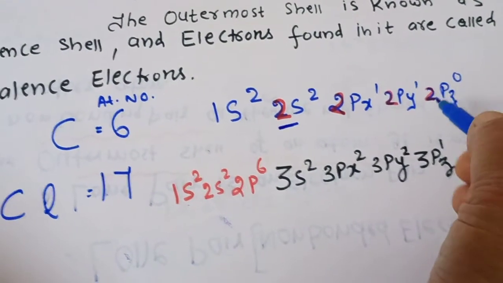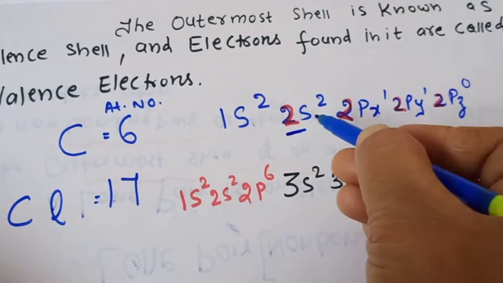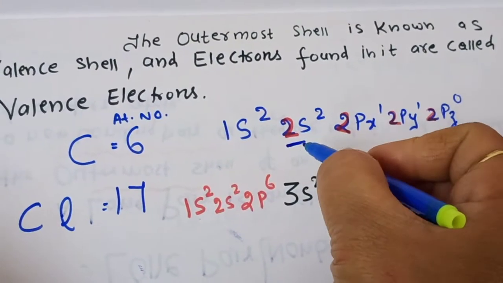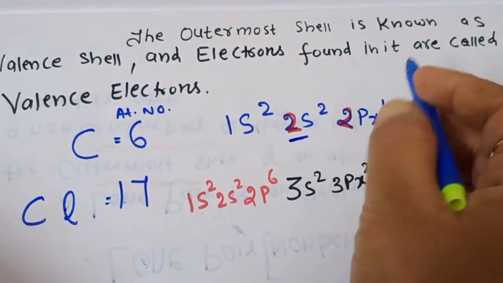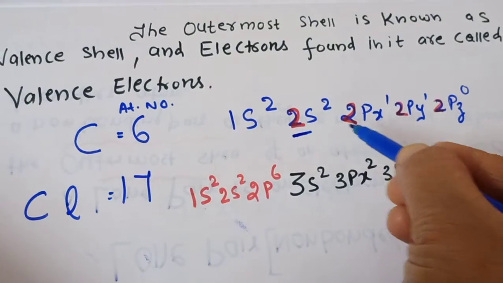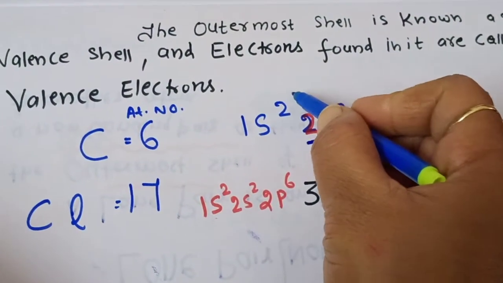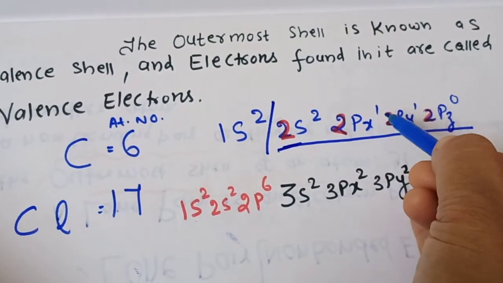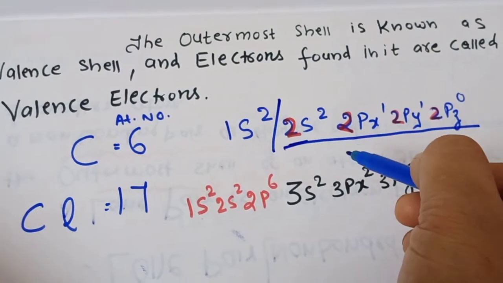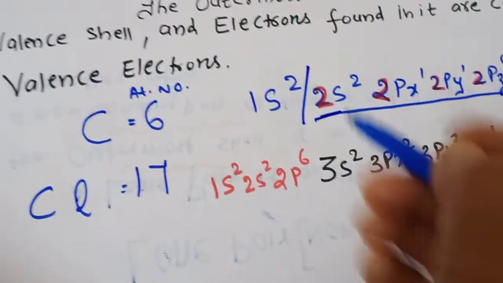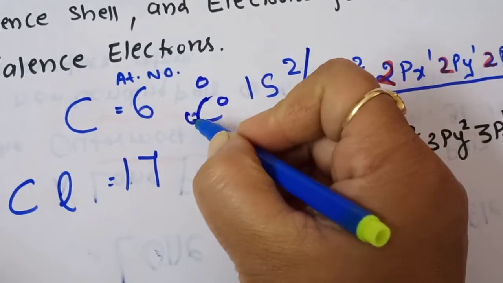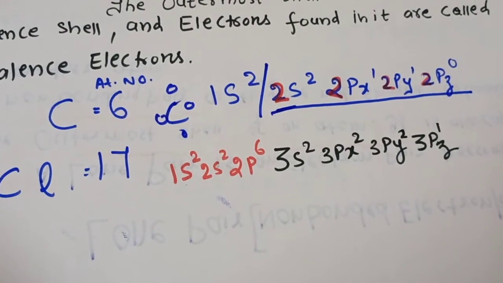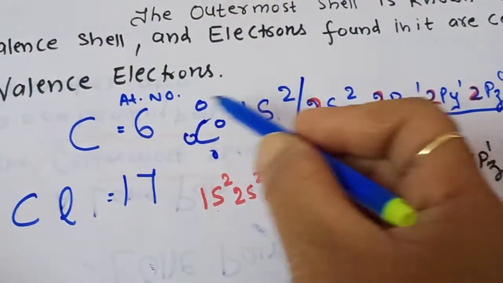Why not 2pz0? Because p is the subshell, but we are asking about the shell, because this outermost shell is the valence shell, and the electrons present in the outermost shell are termed valence electrons. So how many valence electrons are there in carbon? You can see the second is the outermost shell. The total number of electrons will be 1, 2, 3 and 4. Whenever we are doing bonding in carbon, we always take the 4 electrons in the outermost shell. As there are 4 electrons in the valence shell, we take only those 4 electrons for the bonding.